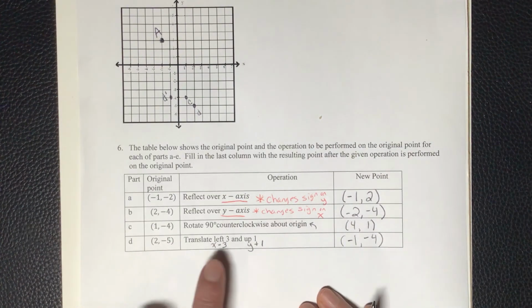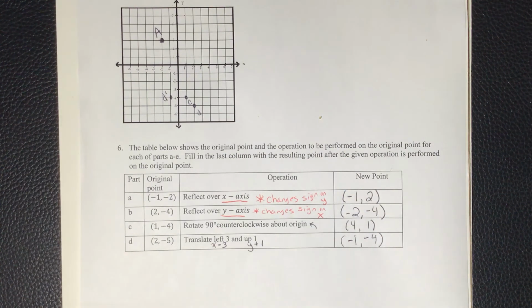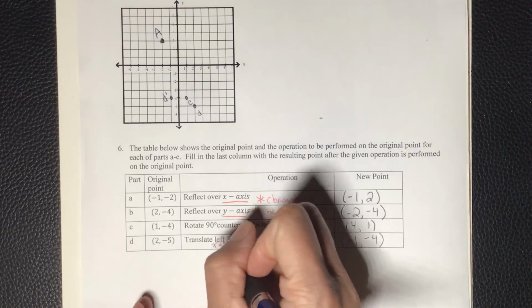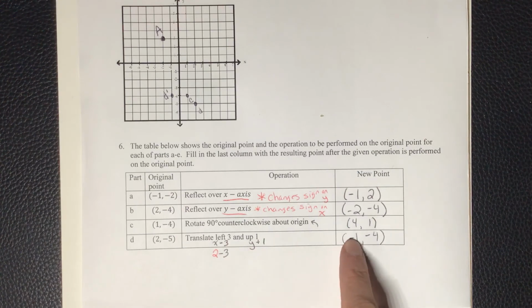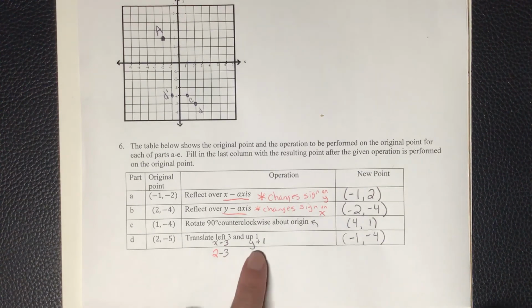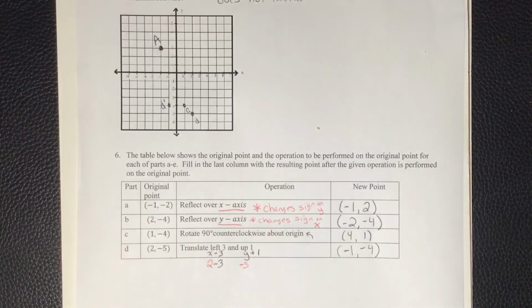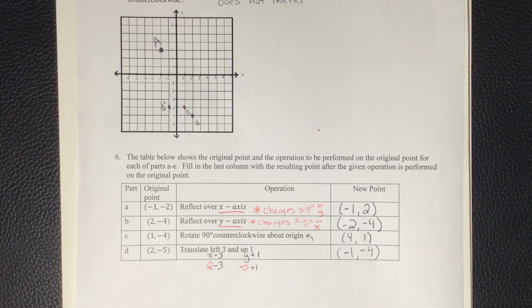All right, so let's see if we were right. We originally had a 2, so I'm going to replace x with a 2. Going left 3 should have made that 3 smaller, so 2 minus 3 gives me negative 1, so that looks good. My y should have gotten 1 bigger. My y was negative 5, so negative 5 plus 1 gives me negative 4, so that checks out as well.